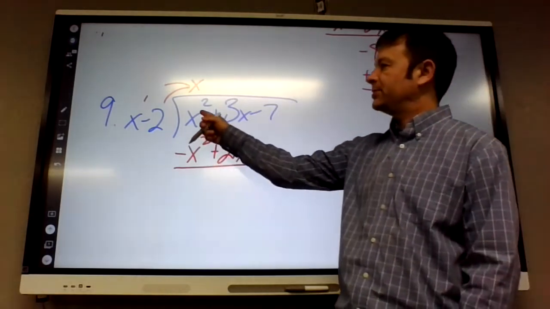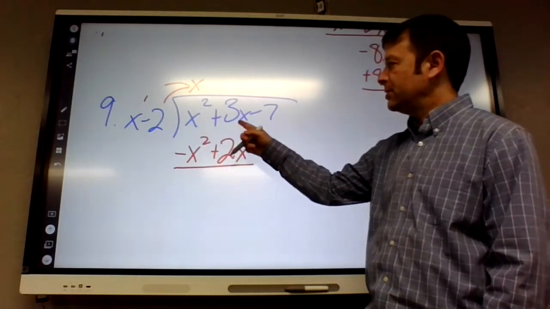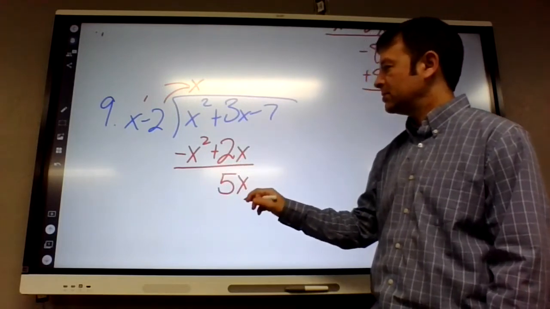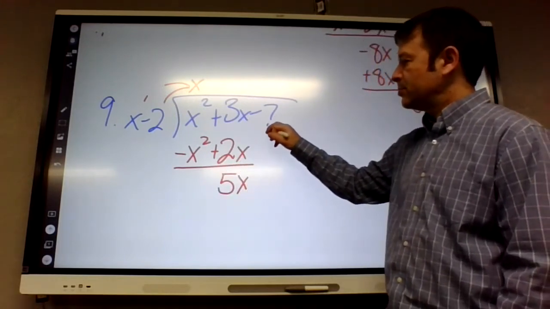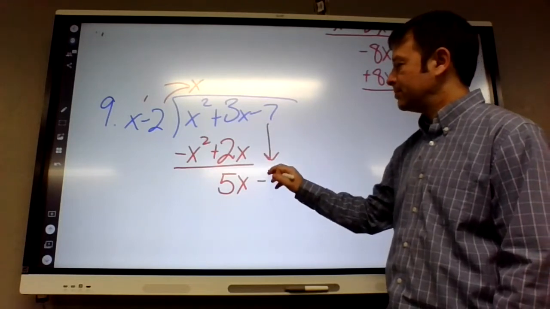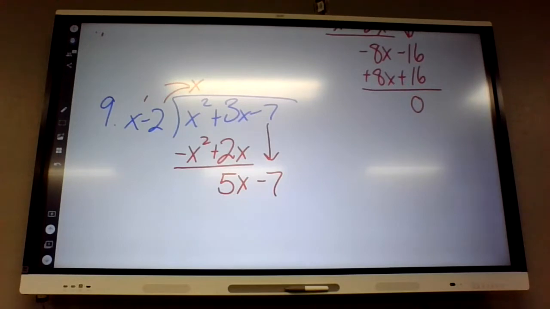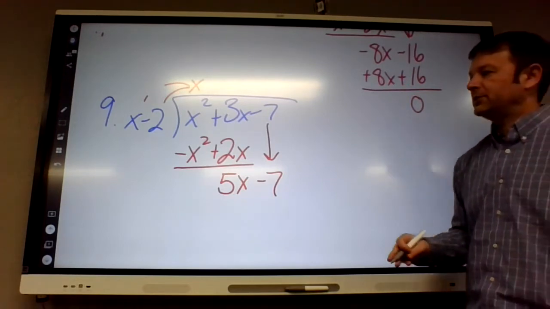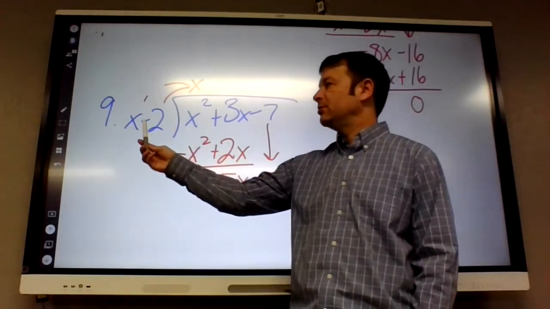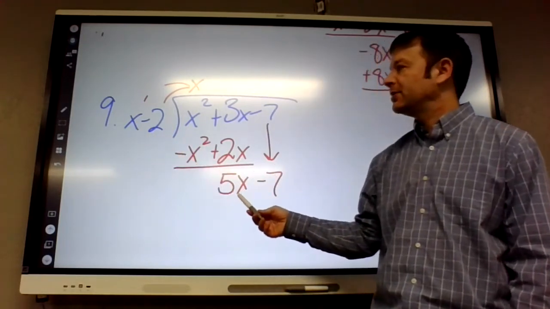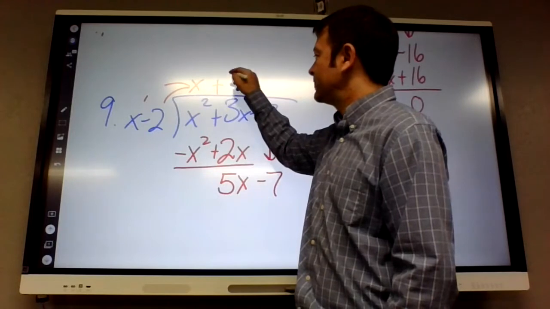So the x squareds go away. 3x plus 2x is 5x. Bring down the next term. Start over. Okay, you guys know what question I'm going to ask? What x times what would equal 5x? 5. So plus 5.